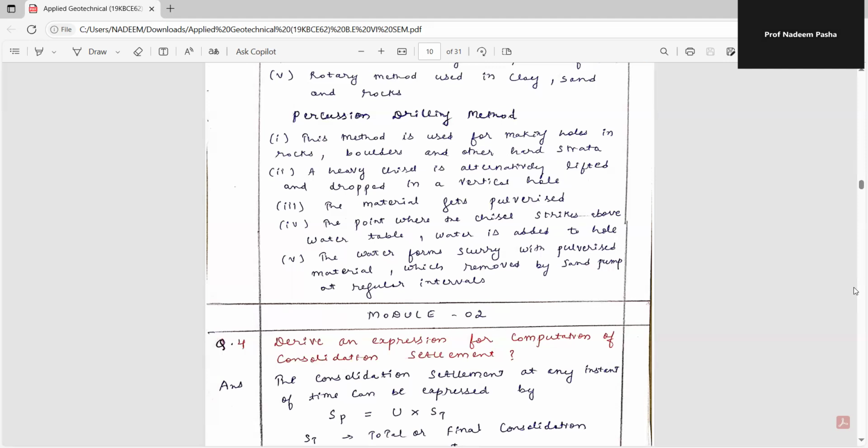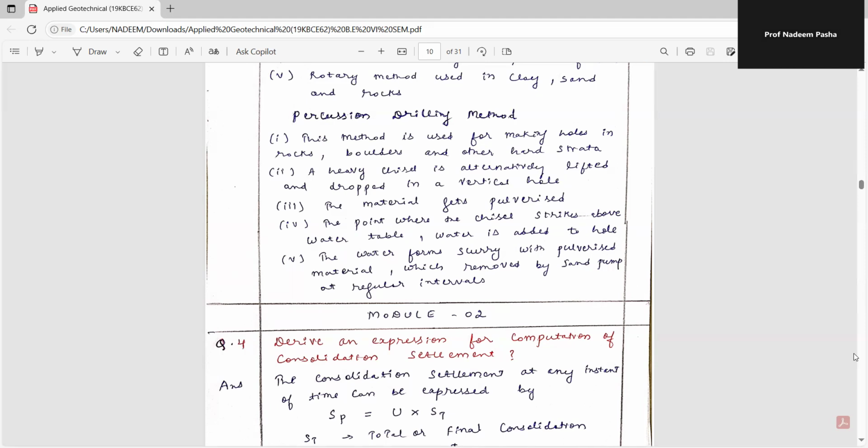A heavy chisel is alternately lifted and dropped into a vertical hole. The material gets pulverized. If the point where the chisel strikes is above the water table, water is added to the hole. The water forms slurry with the pulverized material, which is removed by a sand pump at regular intervals.